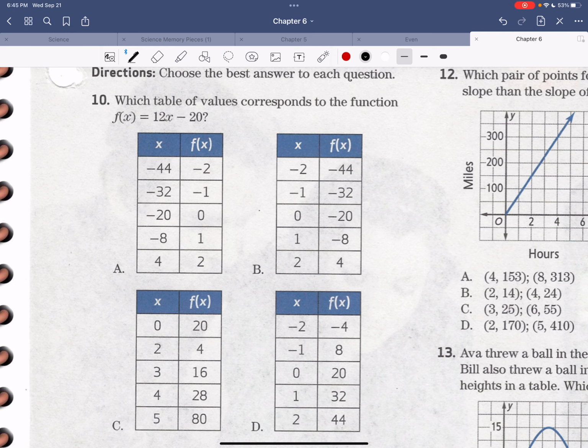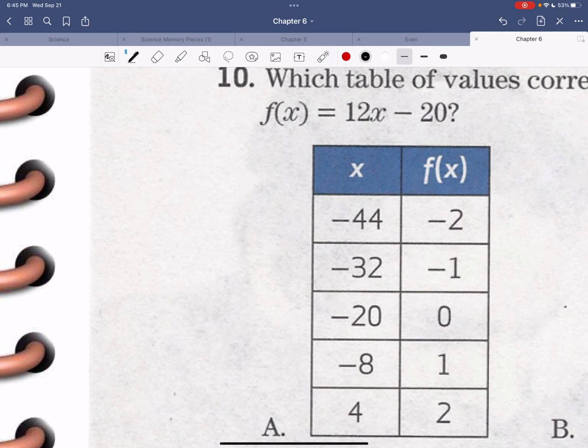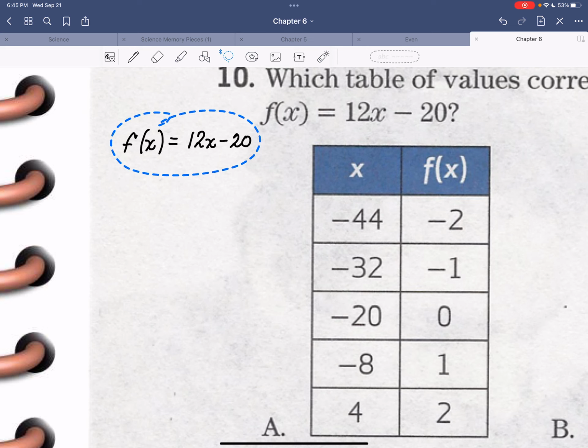So we're just going to approach this one like we did with that one on the previous page. I'm going to take the function f of x equals 12x minus 20, and I'm going to make a copy of that function so I don't have to keep writing it. And I'm going to let x be, in this first example, negative 44. And we're going to see if we get a negative 2 out.